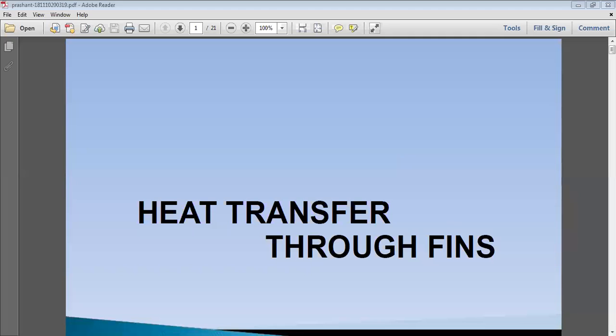Okay, I will share my document and I will explain the things. So next I will start the extended surfaces, that is unit 2. Last class we completed unit 1, that is critical thickness of insulation, the last topic for the first unit. Now we'll focus on the second unit, that is heat transfer through fins or extended surfaces. Fins are also called extended surfaces.